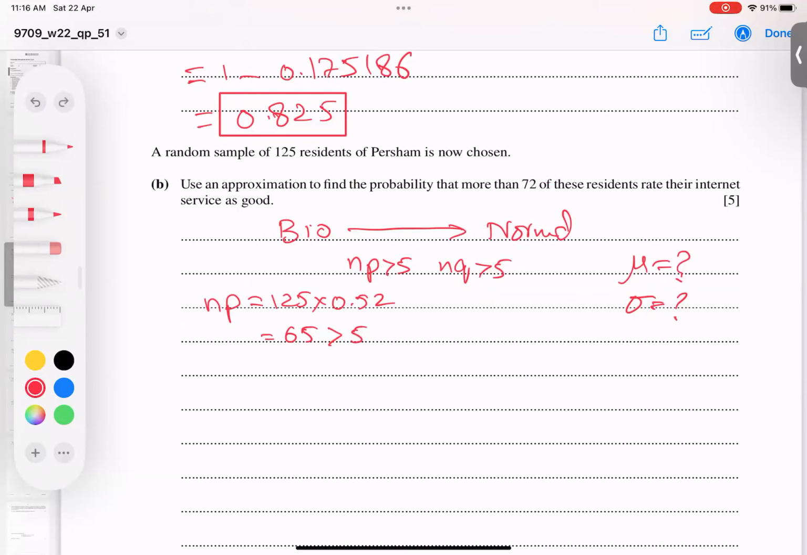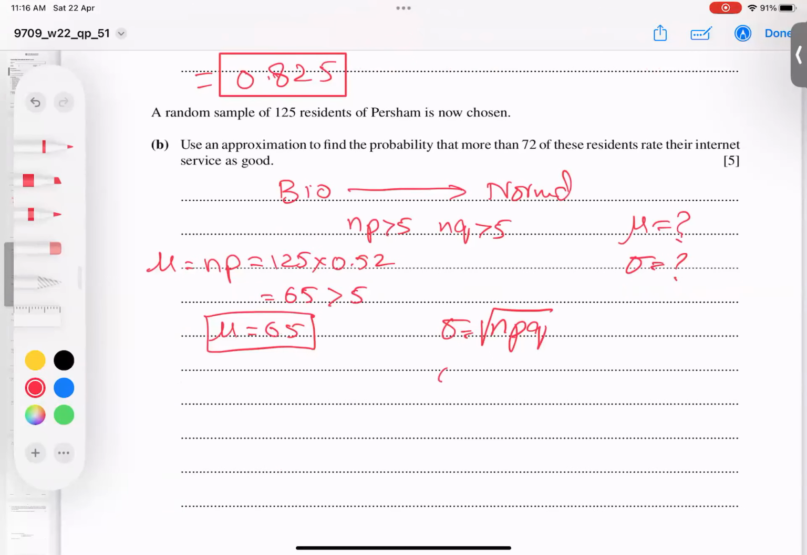So now I'm finding the mean. What is the mean formula? NP, I got it just now. So mu is equal to NP. So the mean is 65. And what is the deviation formula? Square root of NPQ. So I'm finding it. N is 125, P is probability of favor 0.52, and Q, you know, is 1 minus that. What is 1 minus 0.52? It becomes 0.48. I hope.